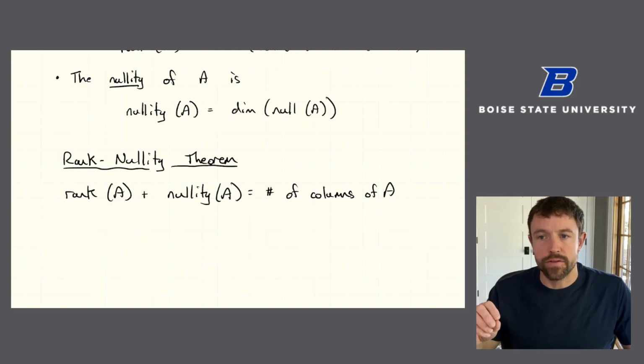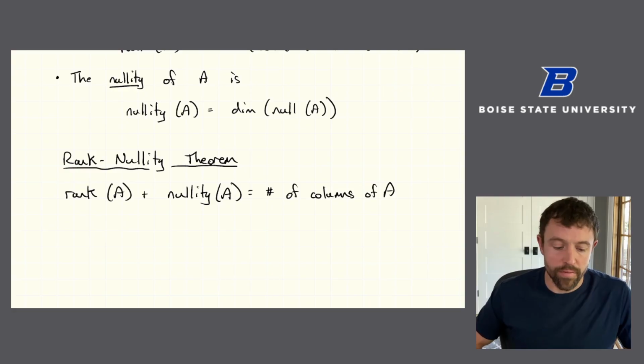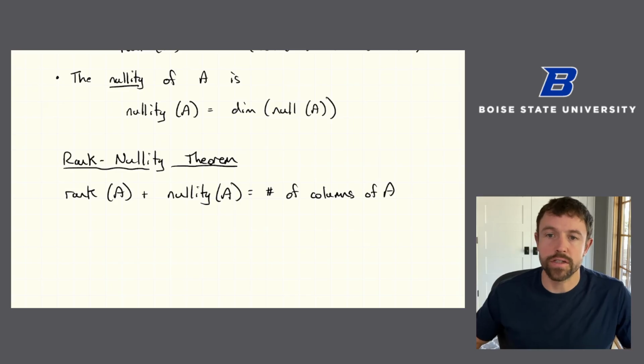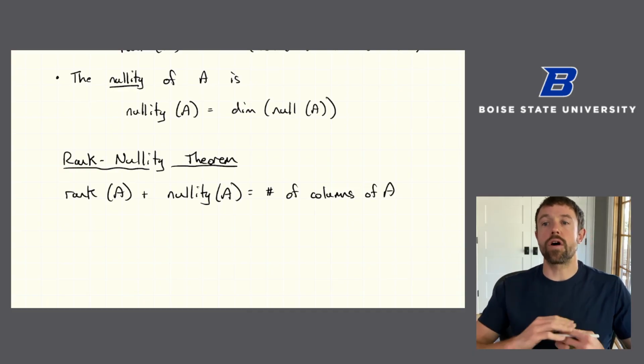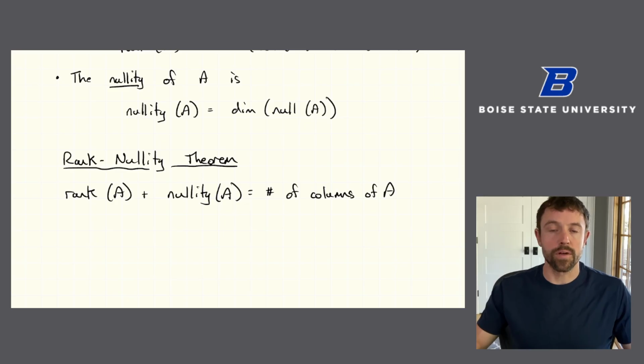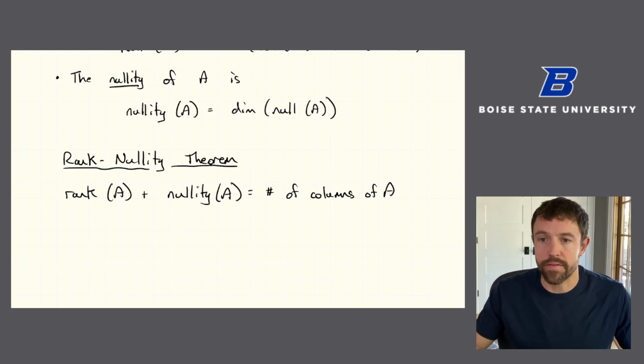The rank of a matrix plus the nullity of the matrix is always equal to the number of columns of the matrix. In our example, the rank of the matrix was 2. We had a row space of dimension 2. The nullity was 1, null space of dimension 1, and the matrix had 3 columns. So this is always true, which again is a somewhat astounding fact that things work out this nicely.